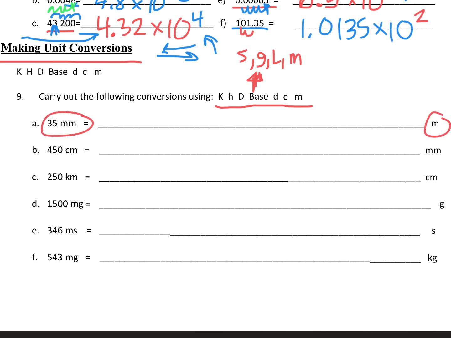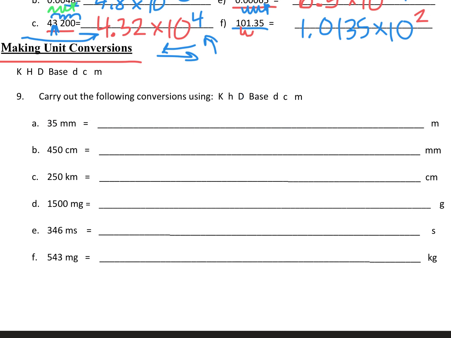I want to get it to meters. Remember, millimeters is milli and meters is base. So you've got to move it 1, 2, 3 to the left. Here's 35. Remember, if there's no decimal point, it's to the right. Let's move it 1, 2, 3 places to the left. So you're going to have to add another 0 and put it there. Let's clean that up. Your number is going to be 0.035 meters.